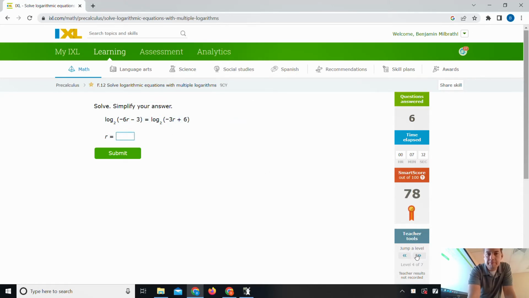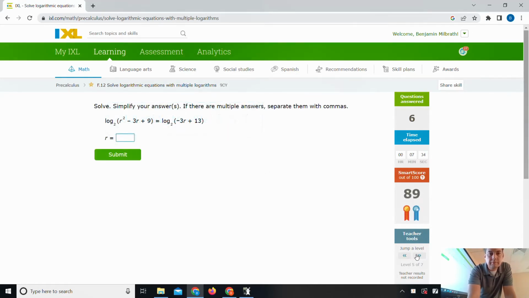Same property. Ooh, we have a quadratic. I love quadratics because quadratics means you get to do one of 3 things. You get to factor, you get to complete the square, or you get to do the quadratic formula. I have a hunch it's going to be factoring, but we'll find out. So we get to do r squared minus 3r plus 9 equal to a negative 3r plus 13.